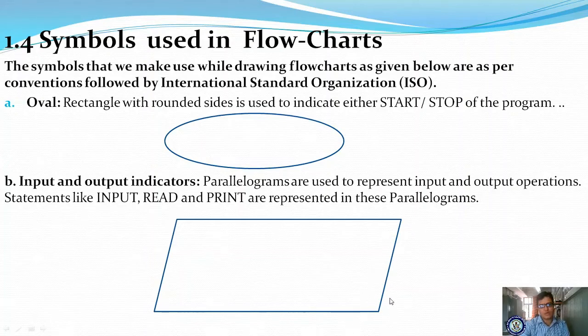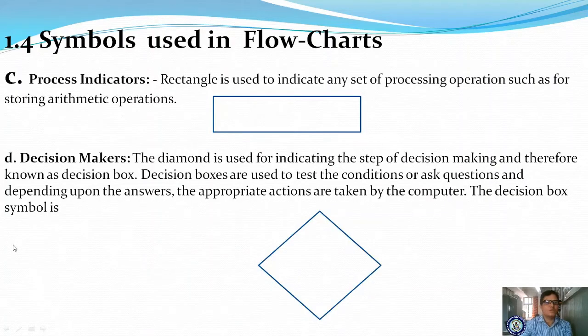This is a parallelogram. This parallelogram is used for input and output operations, and also for read and display purposes. Okay. And what is the third indicator? Here is the process indicator, the rectangle. Here the rectangle indicates what exactly you are processing, what exactly you are computing.